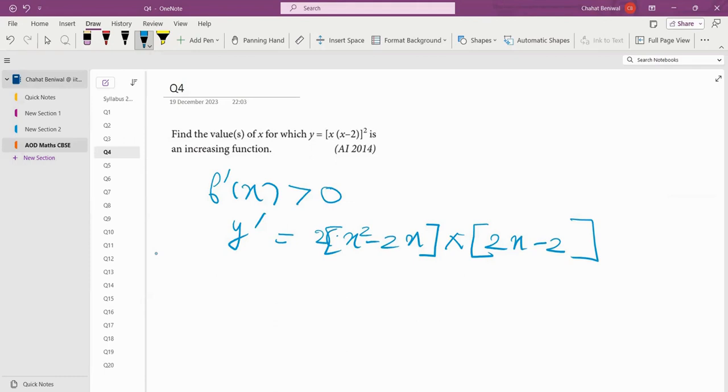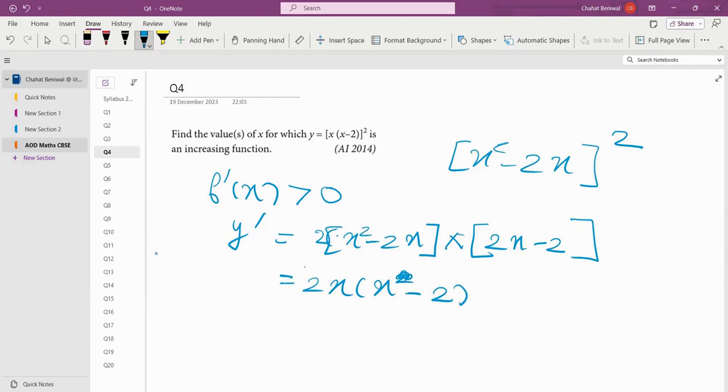Some students open this bracket, x squared minus 2x, and then open the other bracket also, and then they find the derivative. You won't get a proper factorized answer if you do this. It will just be a waste of time, because it will take time to factorize. So you will save a lot of time. What we can do further is take x out here, and take 2 here, so it will be 4x times (x minus 1). Again, using a shortcut.